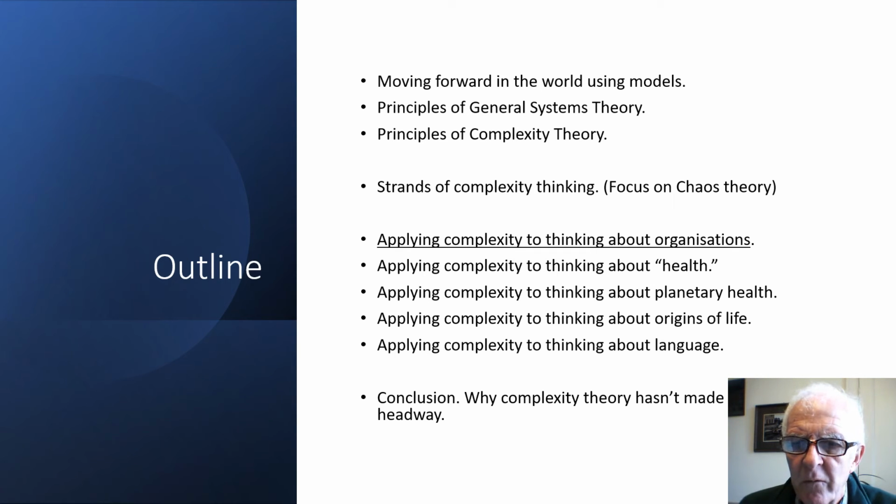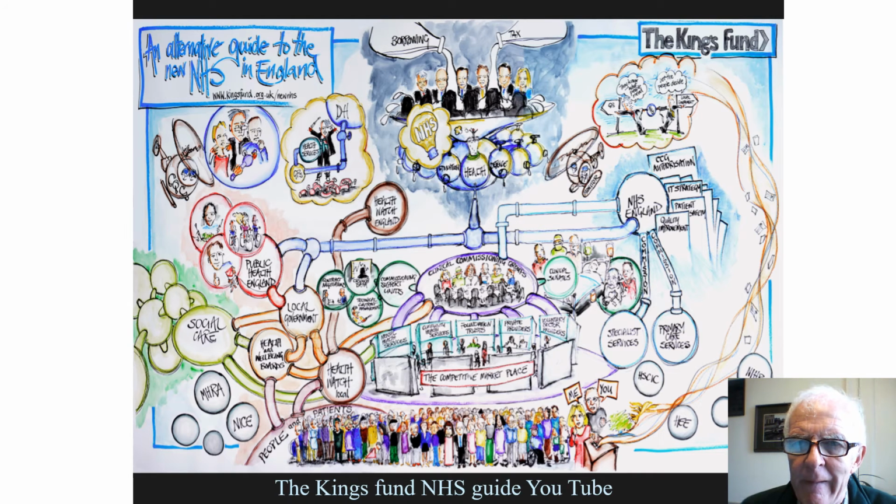So let's get on to some of the practical applications of complexity thinking. Organisations: how do we understand them, and how do we make decisions in them? The NHS is probably more like a random system than a chaotic system, chaotic in the lay sense of the word. If you want to know how the NHS works, just Google King's Fund how the NHS works. It's a really good cartoon demonstration.